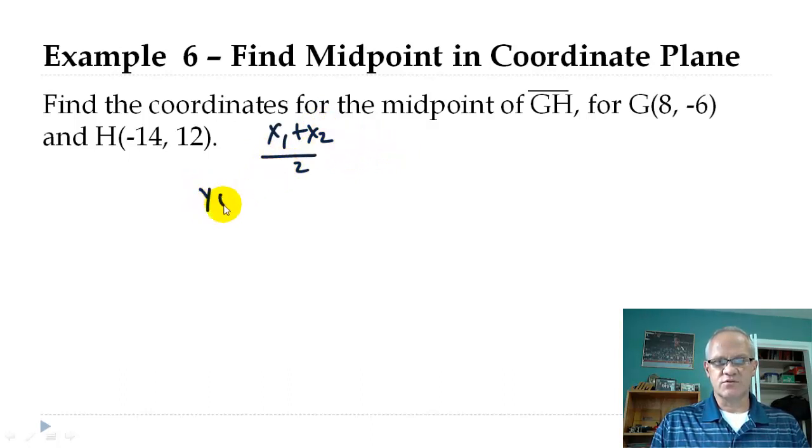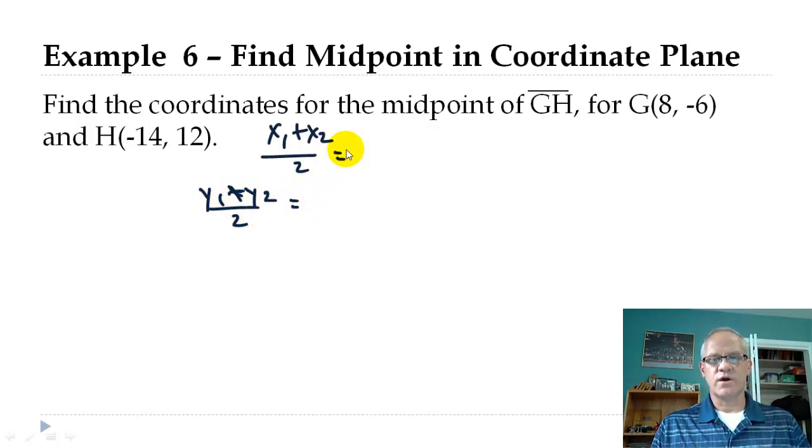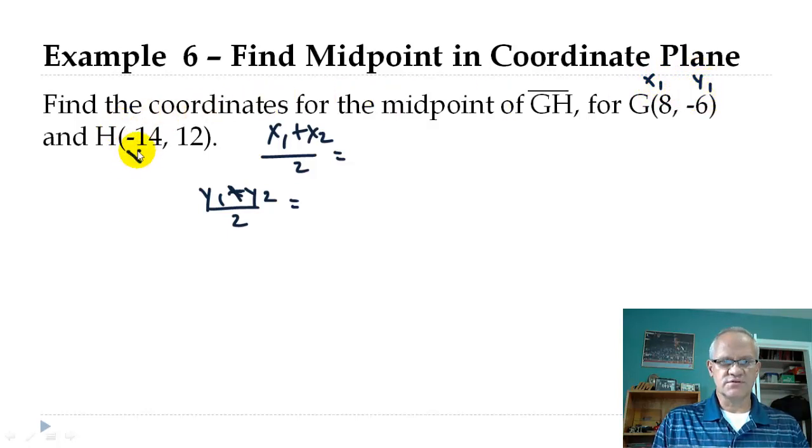And then we've got the y's. That will give us our y coordinate. Okay, so again, if it helps you, let's go ahead and mark these. We're going to call that x1 and y1, and we're going to call this x2 and y2. All right, so add the x's. So that means we're going to go 8 plus a -14, all divided by 2.